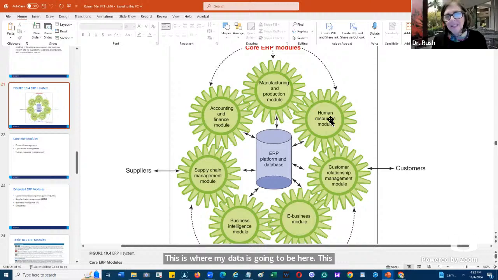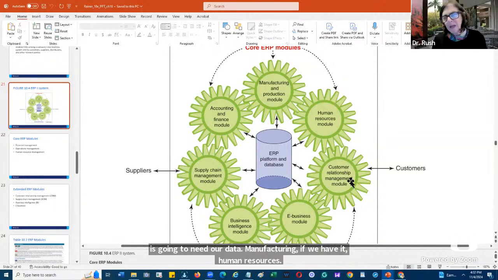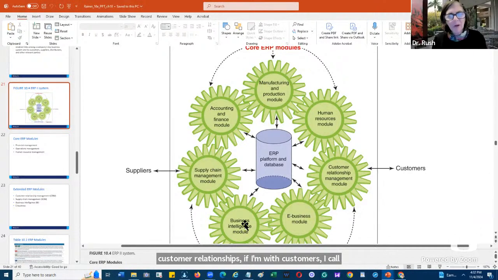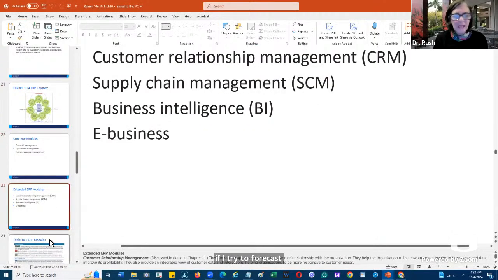And then I have different modules maintaining and getting data so I can share my data. So it's not going to be what I call siloed. It's very similar to what we talked about before. Clark, you remember when we talked about database management systems? The only difference is we're showing accounting is going to need our data, manufacturing if we have it, human resources, customer relationships. If I'm with customers, I call even students my customers, right? If I do e-commerce, if I do business intelligence, if I try to forecast, these are all going to be modules that I have for my ERP system.